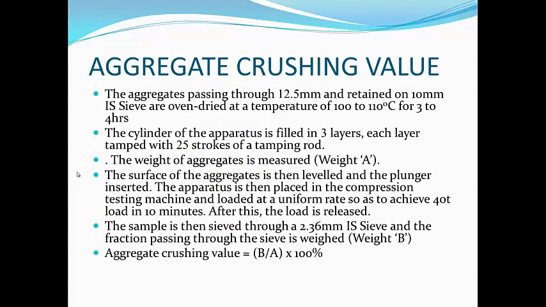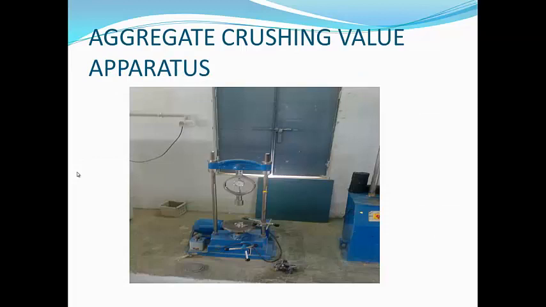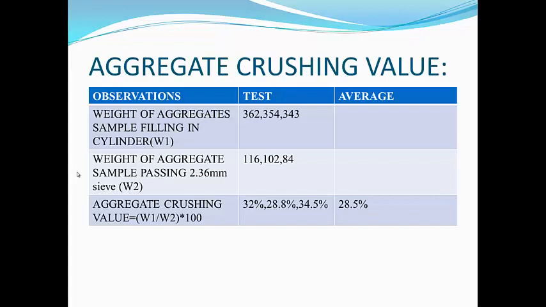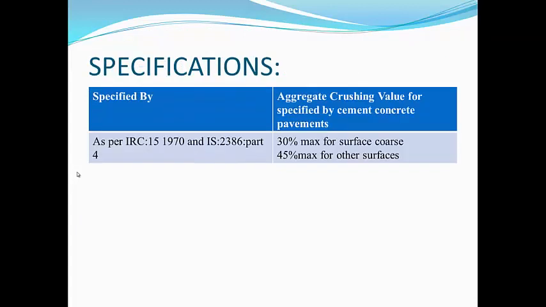And also, to find out the strength of the aggregate, the crushing value is quite essential, which is found out using the aggregate crushing value apparatus. These are the observations of the aggregate crushing value apparatus. Specifications: as per IRC 15/1970 and IS 2386, we have calculated the aggregate crushing value and also the impact value.